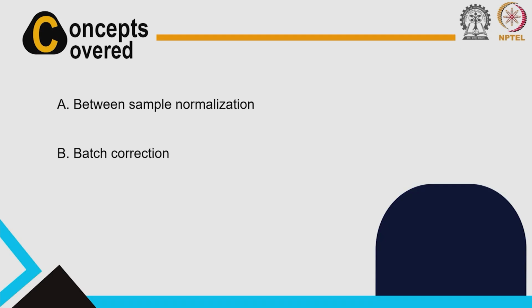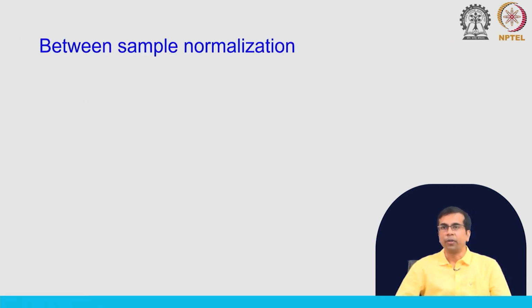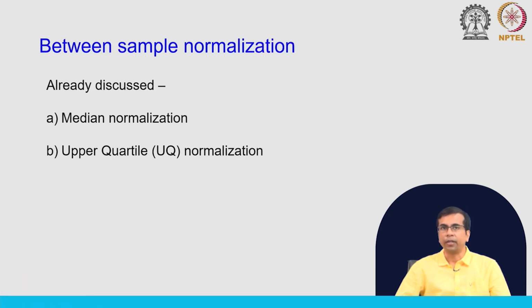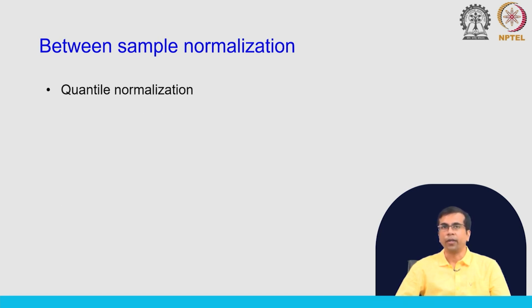Okay, so, this is the agenda for this class. We will talk about between sample normalization and then we will talk about batch correction. In between sample normalization we have already discussed two methods. The first one is median normalization, the second one is UQ normalization, and we have also seen their drawbacks, right. One of the drawbacks is that they assume that their count data distribution differs by a constant across samples, and this does not hold in most cases, and also they do not address this RNA composition bias. Okay. So, in this class we will talk about different types of methods that can perhaps address these issues.